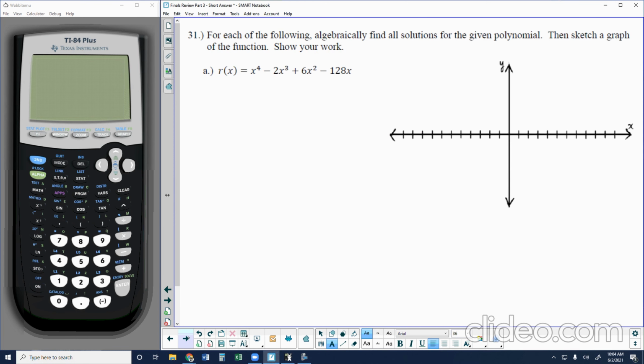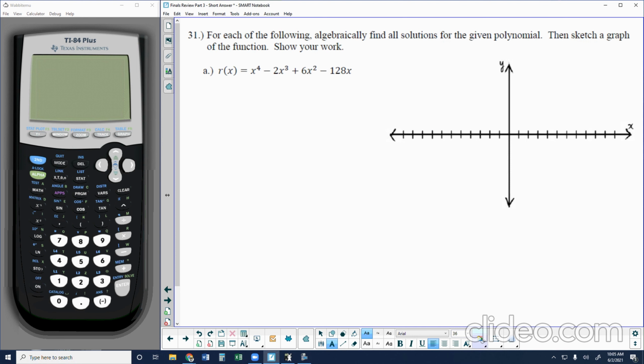Taking a look at some graphing here in problem number 31, it says for each of the following, algebraically find all solutions for the given polynomial. Then sketch a graph of the function and show your work. This equation here in 31a could be put into the calculator, but because we have to find some algebraic solutions, I'm going to do that first and then check my answers.